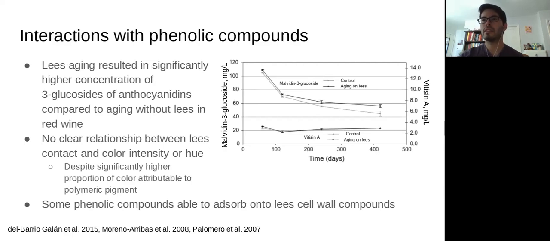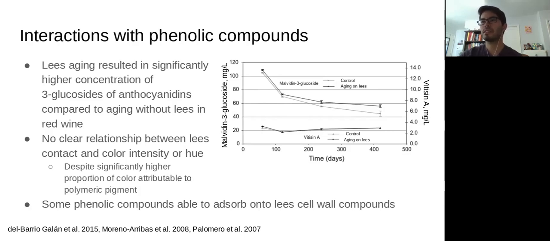All right, so now I'll talk about interactions with phenolic compounds. This graph shows malvidin-3-glucoside and vitisin A concentrations with time. This is for a red wine aged with and without lees. What we see is that anthocyanin concentration decreases over time, but lees aging resulted in significantly higher malvidin concentration over time compared to the control. And we see that especially as time increases. And this same trend is true for other anthocyanins.